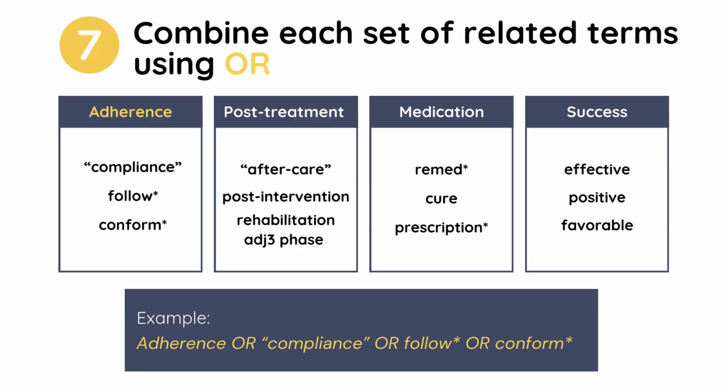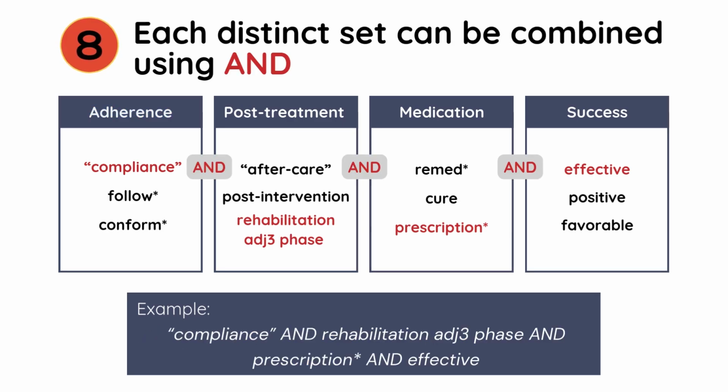If OR combines related words, AND combines distinct words. By using AND, all terms that are specified in the search query must be included. An example of a possible search query is prescription AND effective. Results will include only those articles where both the term prescription and the term effective are present.